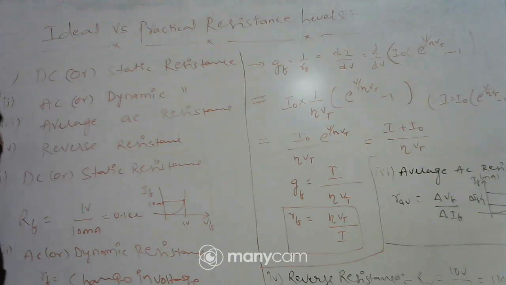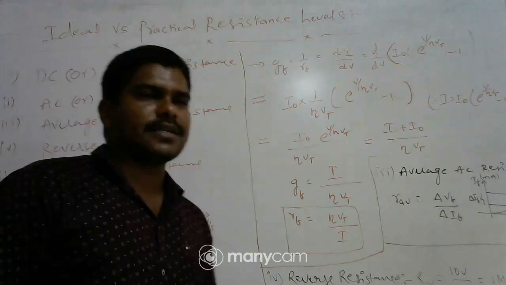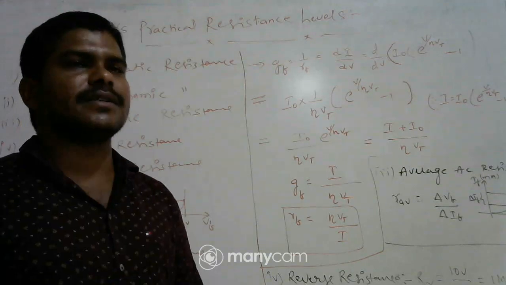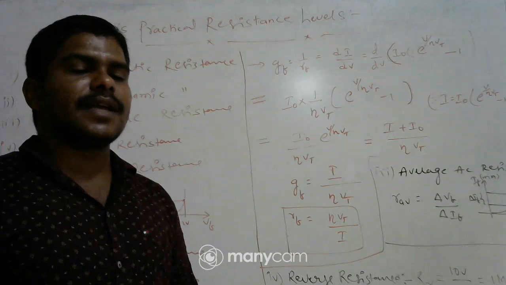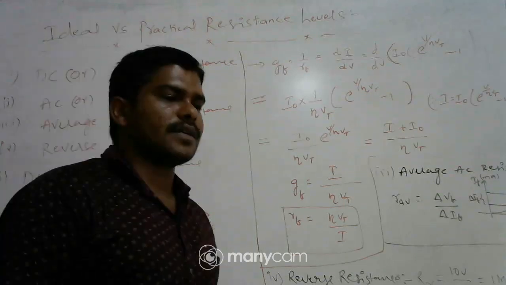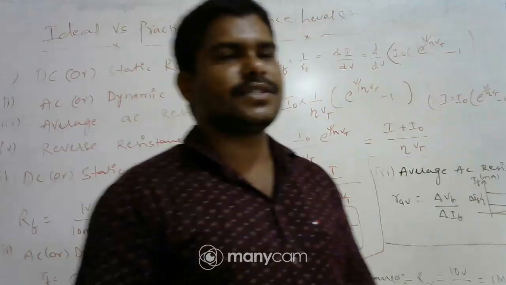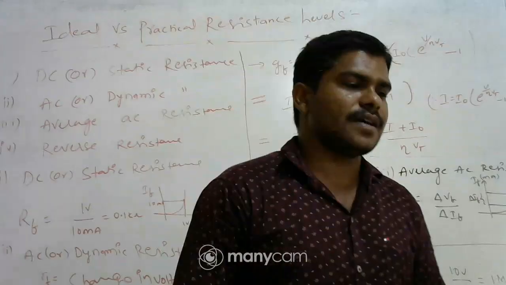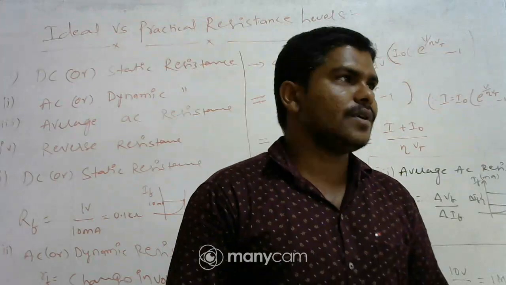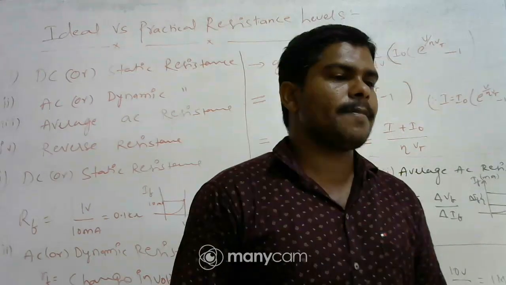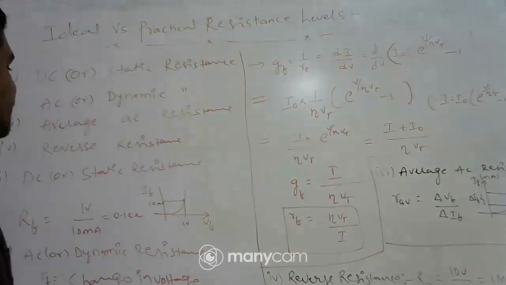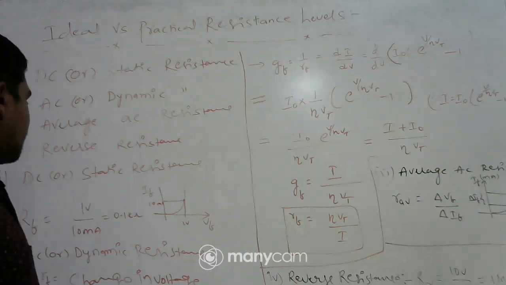Based on whether the diode is in forward bias or reverse bias, we can calculate the resistance. Generally we know in forward bias there is a large amount of current, and in reverse bias there is a very small amount of current. We already saw this in the characteristics. So from those characteristics we can calculate these four levels of resistance, very, very important.